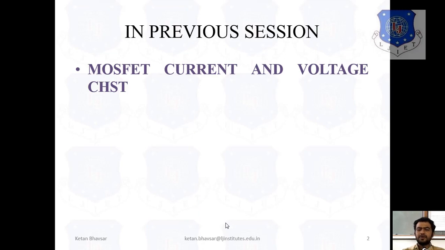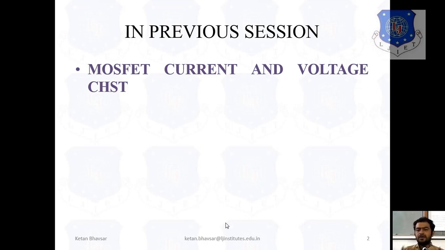In previous session we discussed about MOSFET current and voltage characteristics, and also how the MOSFET transistor actually works when we provide sufficient voltages in terms of linear region, saturation region and cutoff region. And also we proved the drain current ID equation for the linear and saturation region. For the linear region, ID is equal to mu n Cox by 2 W by L into 2 into (VGS minus VTO) into VDS minus VDS square. And in saturation region, ID is equal to mu n Cox by 2 W by L (VGS minus VTO) whole square.